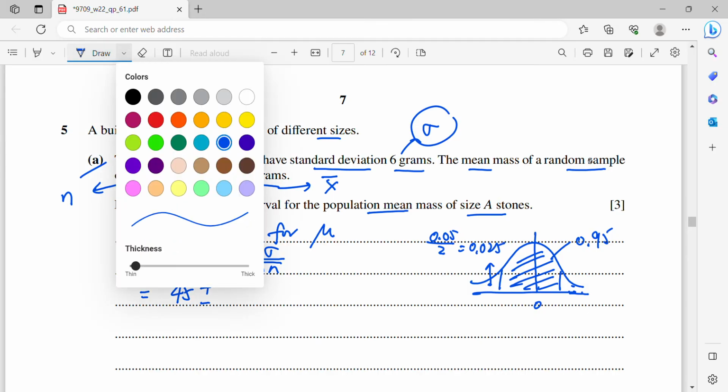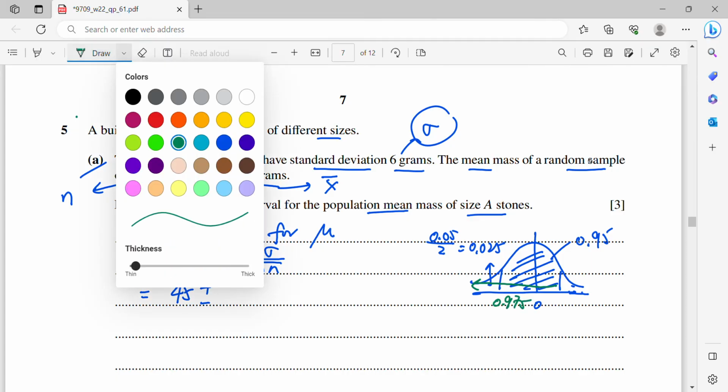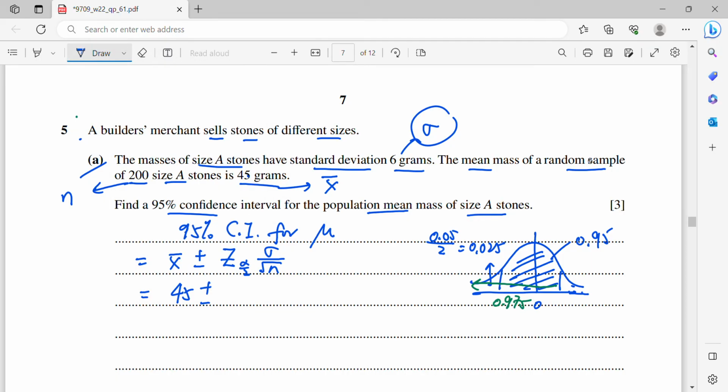Now, you need to read the value from the table. When it says 0.975 here, from the table you will notice that that is actually 1.96. This line is negative 1.96. So here 1.96. The sigma is given, which is 6. The n is 200.